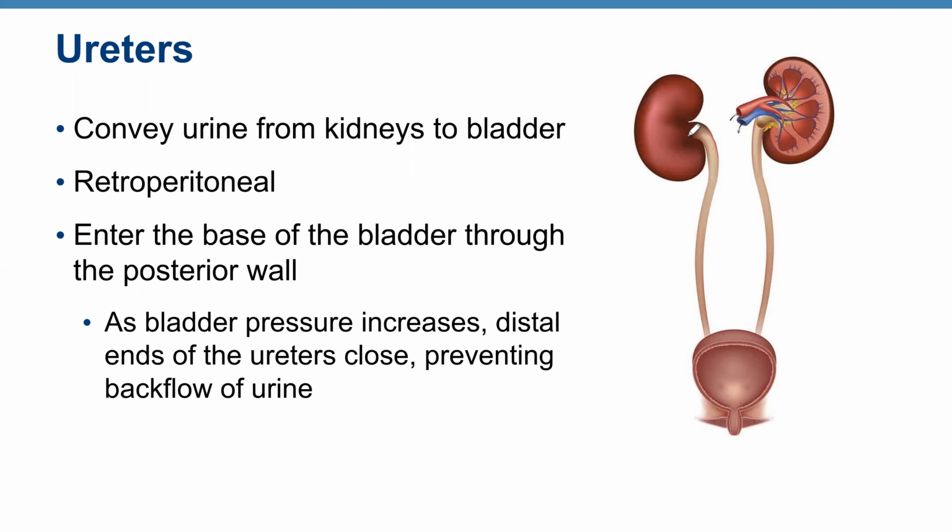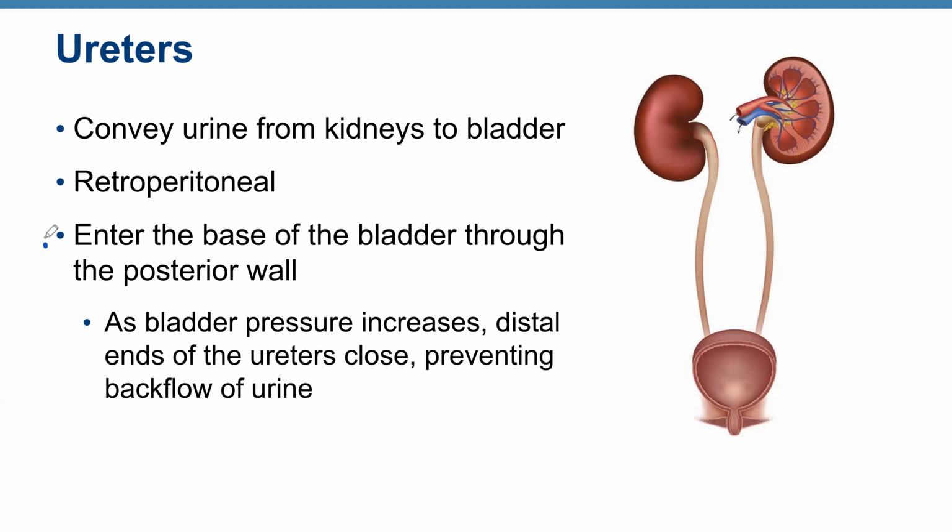So ureters. We have a right ureter and a left ureter. They convey urine from the kidneys to the urinary bladder. They are retroperitoneal. That means you have your abdominal cavity, and in the abdominal cavity you have a sac, like a bag. We call it the peritoneal cavity. Many organs, like your stomach, your small intestine, and part of the large intestine, are located inside this peritoneal cavity, but kidneys and ureters are behind that cavity.